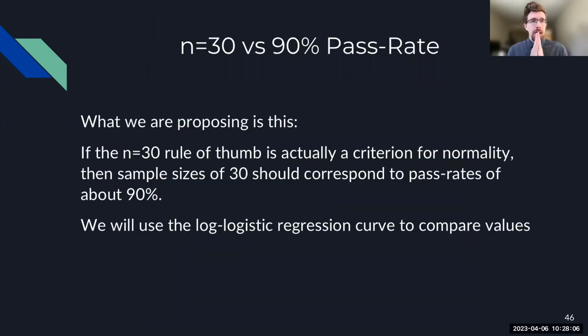We're saying that if the n equals 30 rule of thumb is applicable universally, then it should correspond to about a 90% pass rate on average. So if it can actually work as a criterion to determine normality, the 90% criterion should be applicable. We took the theoretical values from the log logistic curve and used those as the comparison. Whatever corresponded to a 90% pass rate, that was the n that you would draw on it, and we'll show that on a graph. So we're comparing these two values based on the log logistic curve.